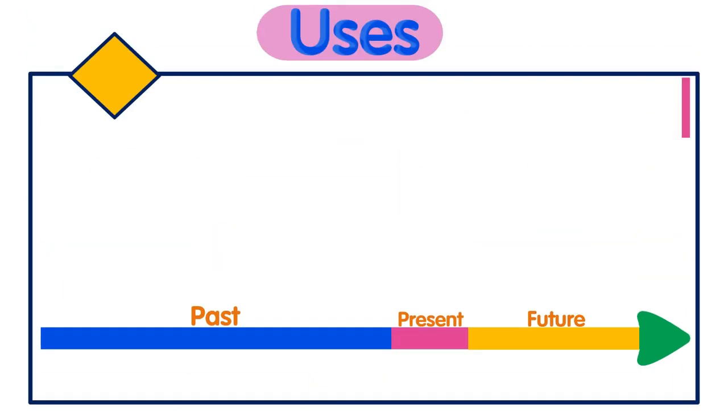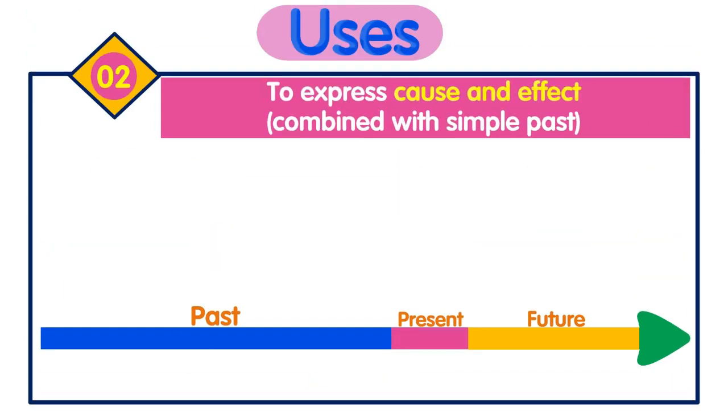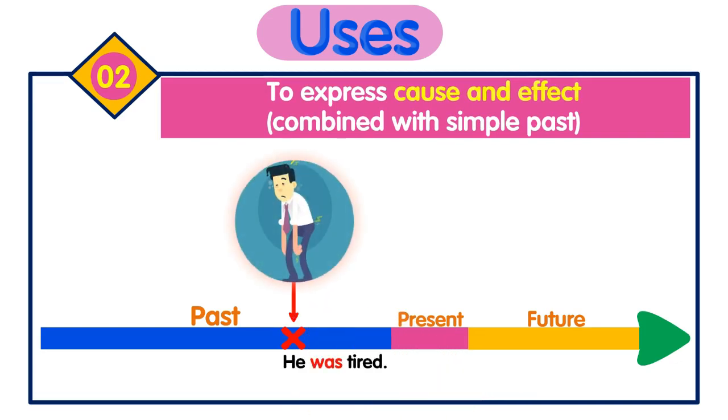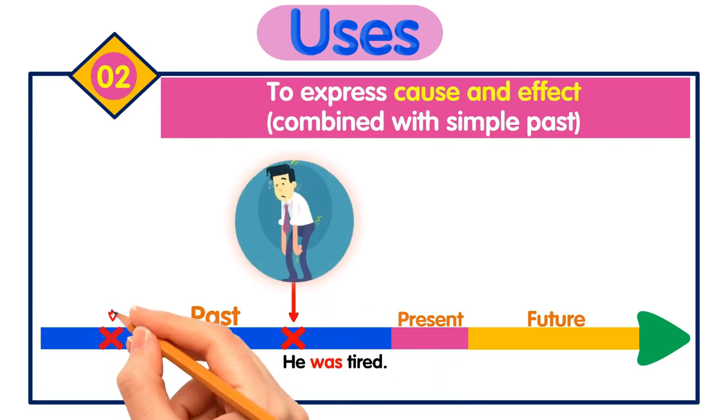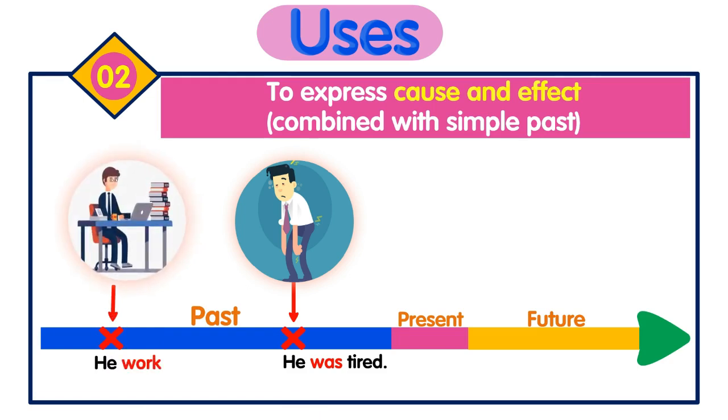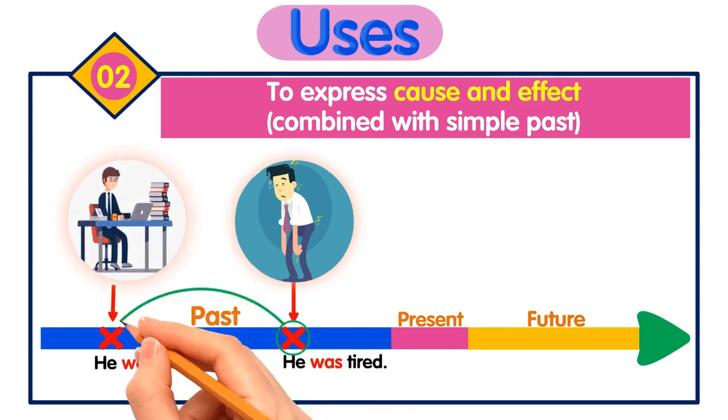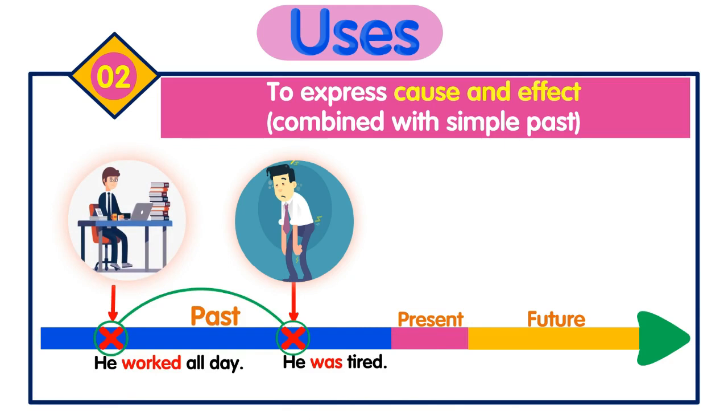Secondly, we use the past perfect to express cause and effect combined with simple past. So for example, let's say at this point he was tired, and at this point here in the past he worked all day. This action here happened because of this action, so there is a cause and effect between these two actions in the past.